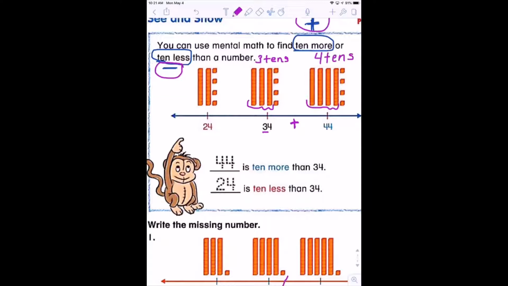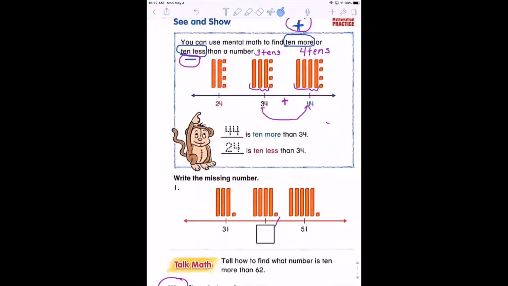So I added one more group. There it would be 10 more. Okay. It's 10 more.